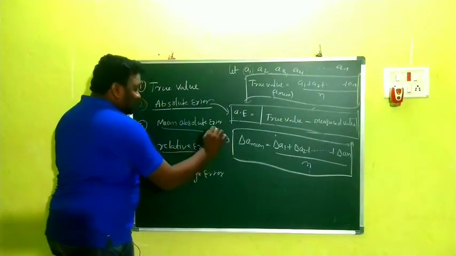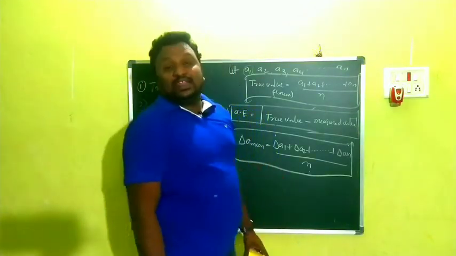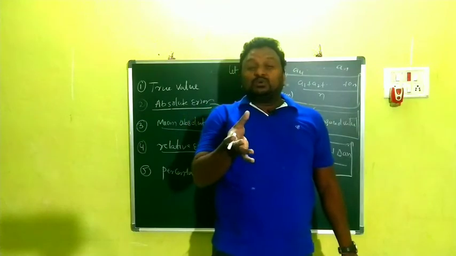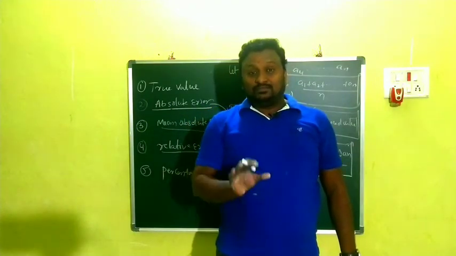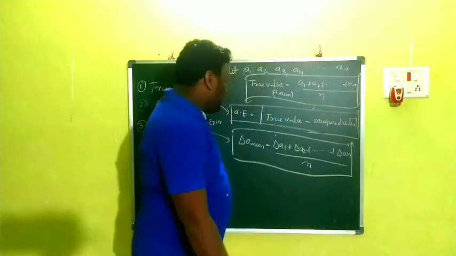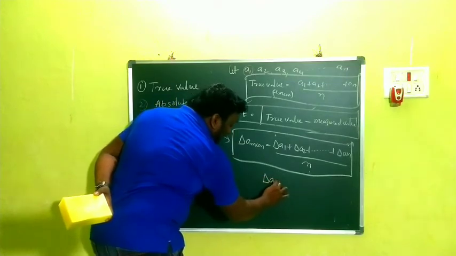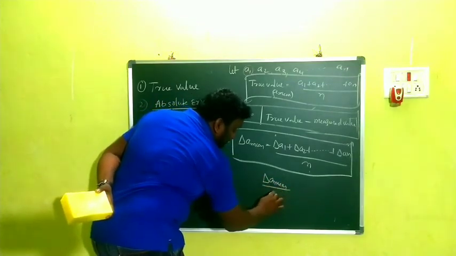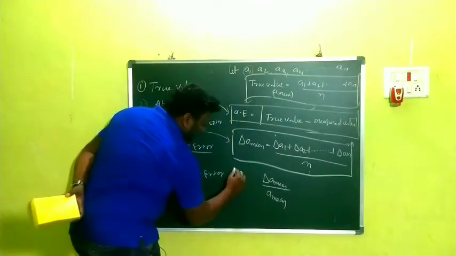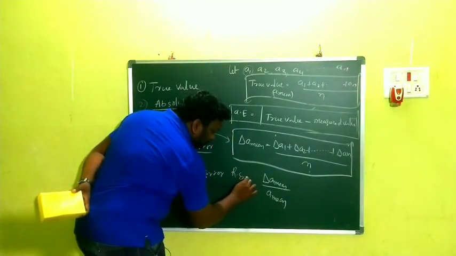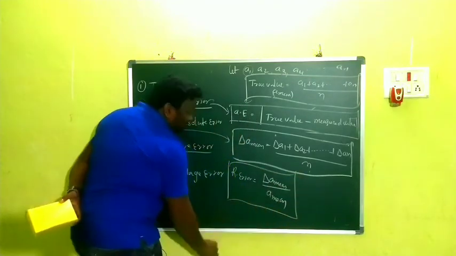Next thing is relative error. Very easy. Relative means comparing. We are comparing. So simply here, relative error is nothing but delta A mean by A mean. So relative error is equal to delta A mean by A mean.